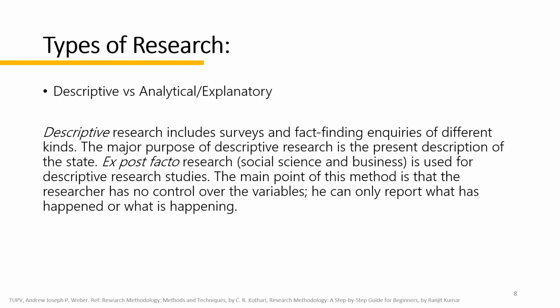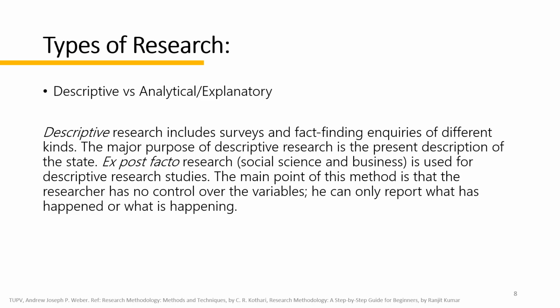The main point of this method is that the researcher has no control over the variables. He can only report what has happened or what is happening. The previous examples I showed you are examples of descriptive research. They did not intervene. They just record what they have observed and they report it. The researcher holds no control over the variables. Rather, they only report.